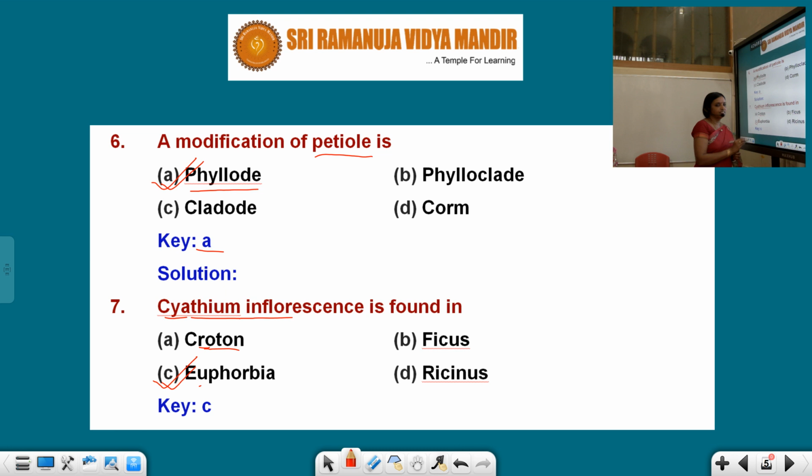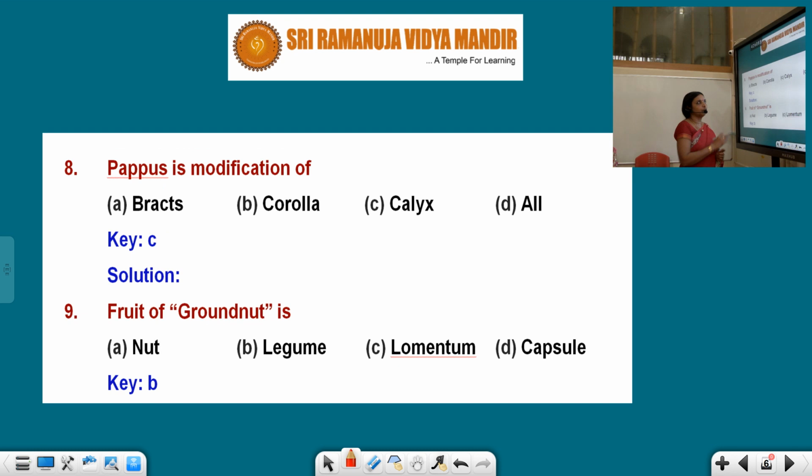Pappus is a modification. Of which part does it modify into pappus? See, not all the parts modify into corolla, and bracts do not modify into pappus-like structure. It is the calyx which forms pappus. And what is pappus? These are hairy structures.